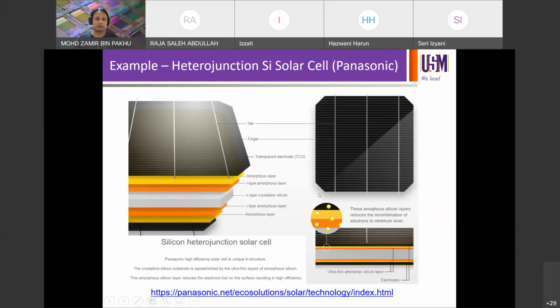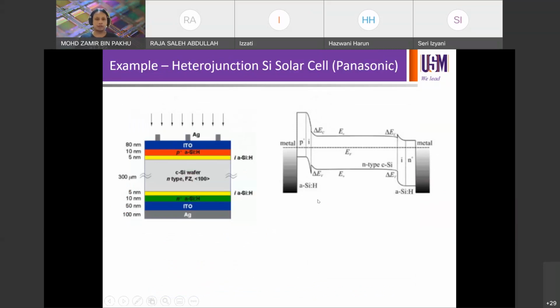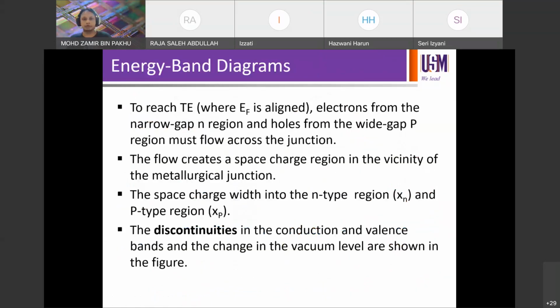Right, so energy band diagram. Let me just finish this off in the next few minutes. Energy band diagram to reach thermal equilibrium, where EF is aligned, a single chemical potential: electrons from the narrow gap n-type, just like what we discussed in forming the p-n junction in the last few lectures, right? So in order to reach thermal equilibrium, electrons in the n-type will see a concentration gradient at the junction. Holes in p-type will also see a concentration gradient at the junction, and then both will diffuse to the opposite side accordingly until thermal equilibrium is achieved, right?